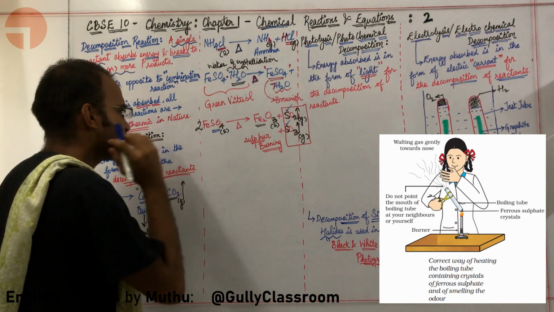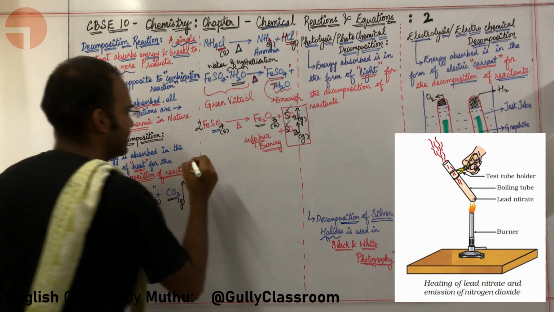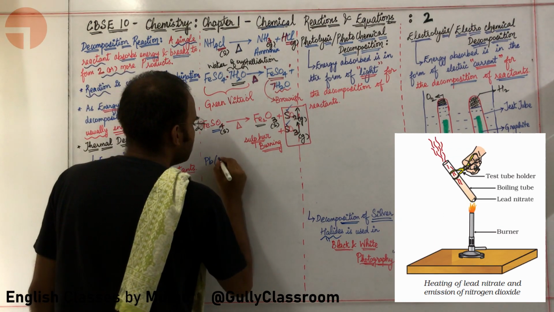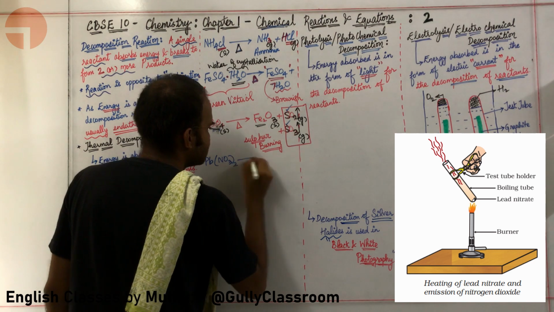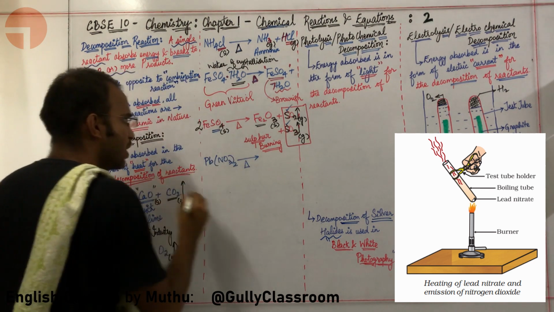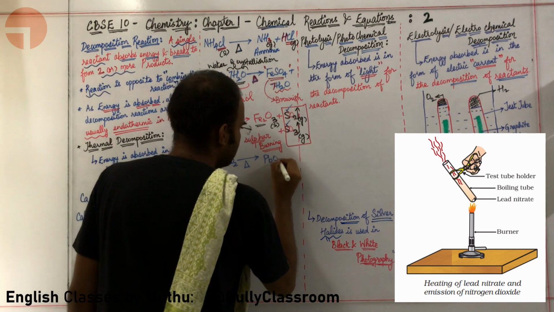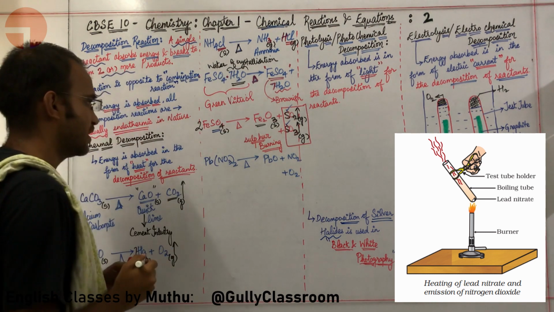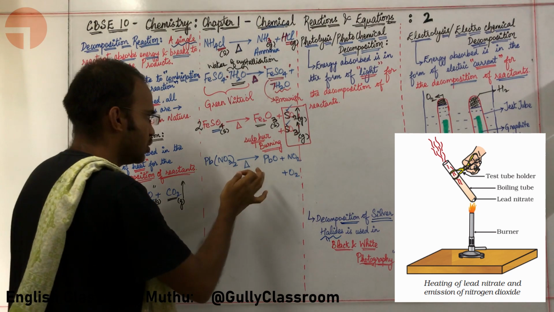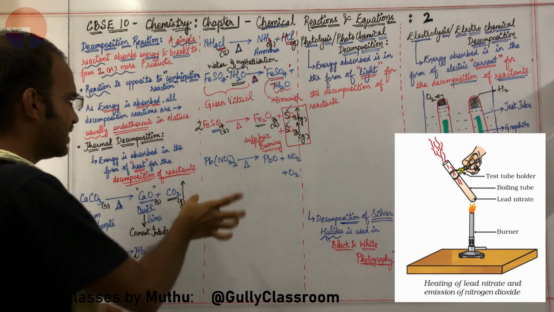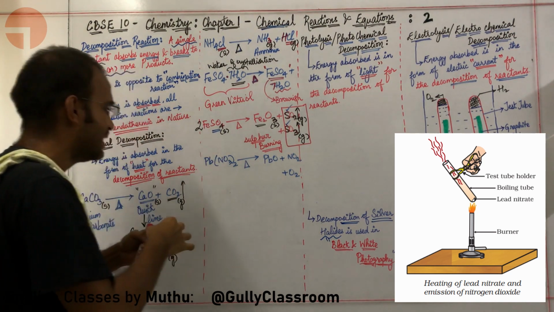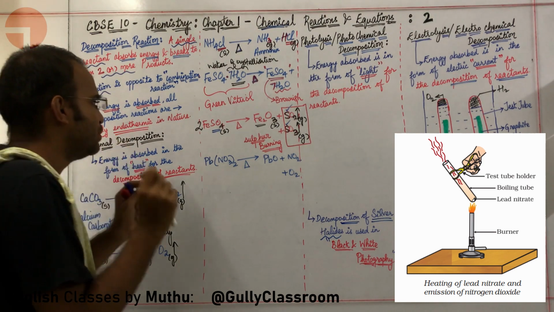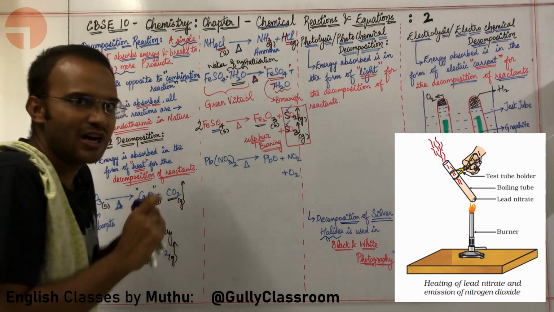Okay, sir. Let us go for another reaction. Here I am going to go for Pb(NO3)2. I am going to heat it up. What will I get? I will get PbO plus NO2 plus O2. Here, balancing this reaction is a beautiful thing. You need to really understand the logic behind it.